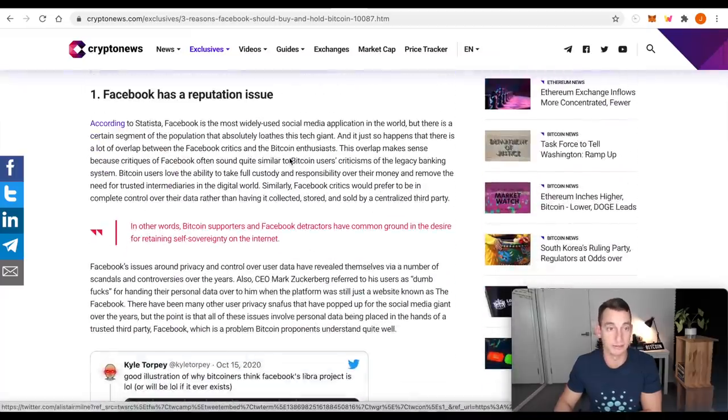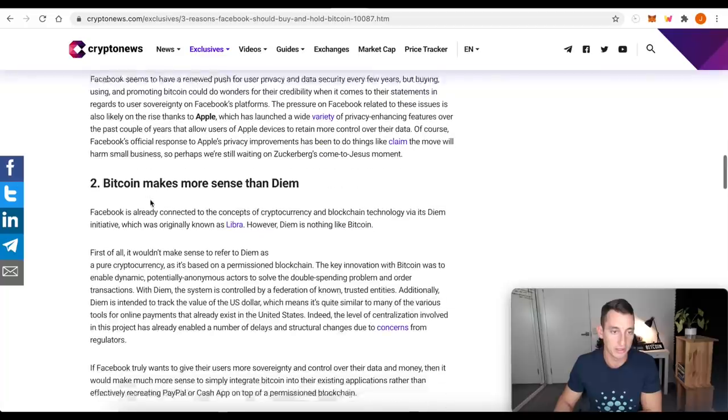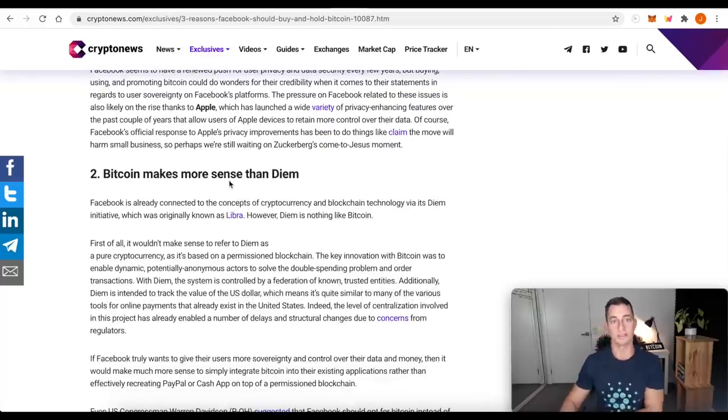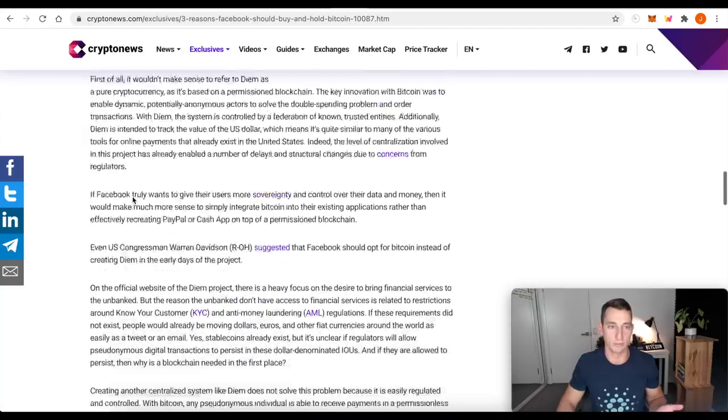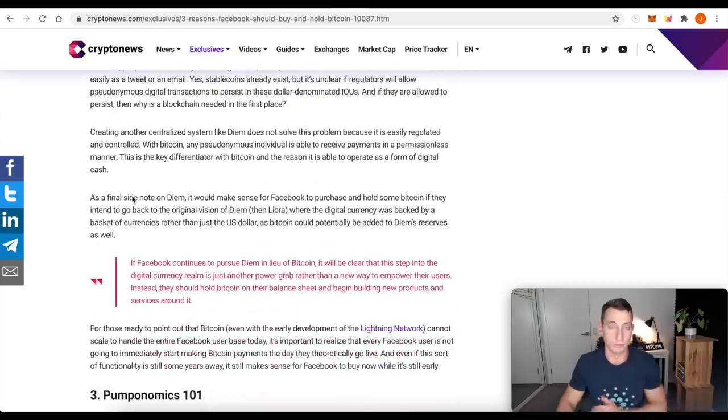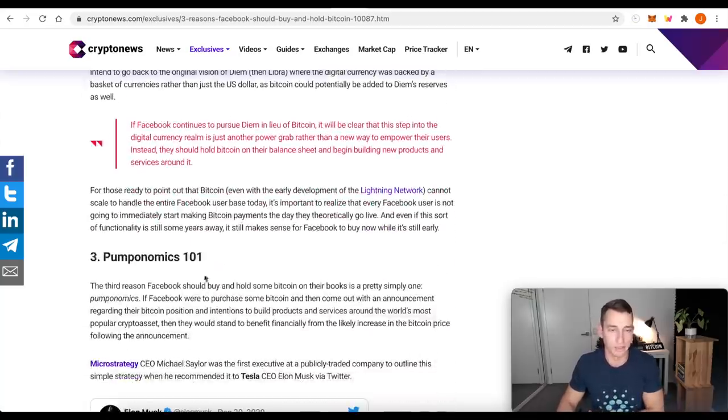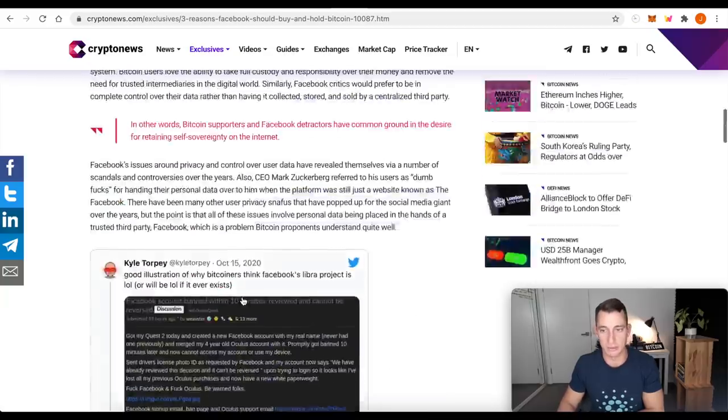But anyway, this article talks about three reasons why Facebook should hold Bitcoin rather than them actually buying it. Number one, Facebook has a reputation issue. Number two, Bitcoin makes more sense than Diem. I tend to agree with that in a sense. This is more like if you want to buy and hold Bitcoin, but Diem is supposed to be used on their network, and I don't think Bitcoin is a crypto that is to be traded like the dollar. It's more of a gold. That's what we use Bitcoin for, a store of value. Number three, pumponomics. So definitely, if you're buying something like this, it is definitely going to pump Bitcoin's price.